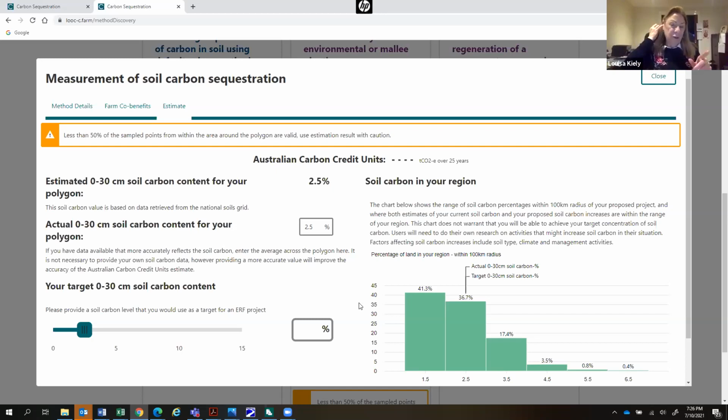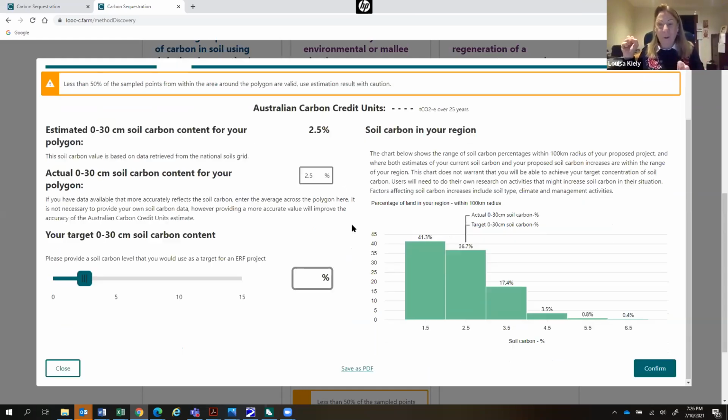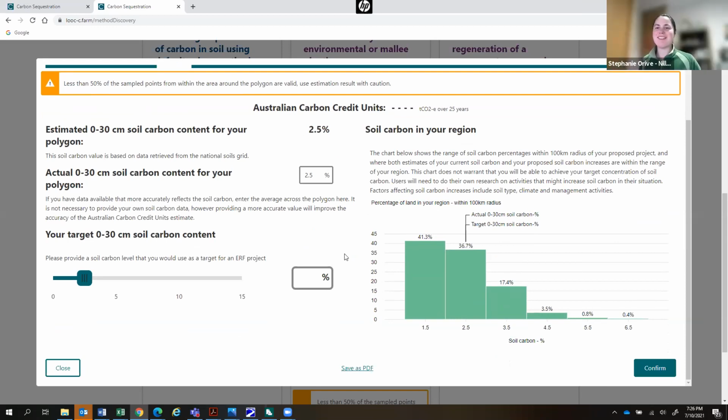But that's really interesting, Stephanie, because when we looked at this before, the estimated 0 to 30 centimetres soil carbon content for your polygon is 2.5. It was 2.3 at 6:15. That's interesting. A little way away from Martha's Creek, in another area of Martha's Creek. So what it's estimated is that in that particular area, using all of the information that it's got, you have around 2.5.